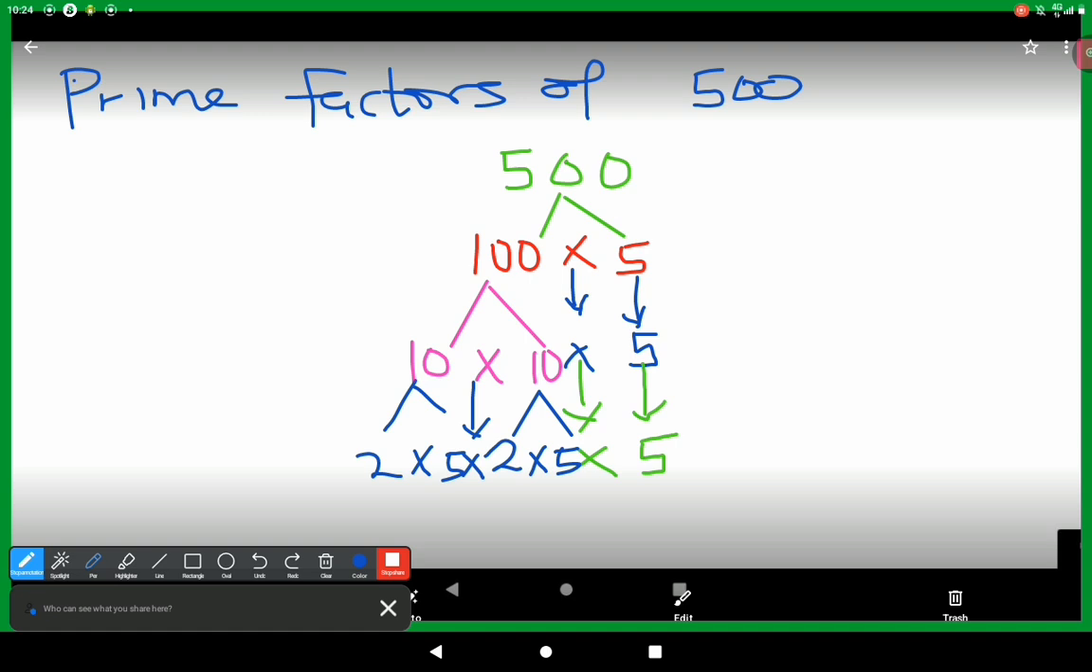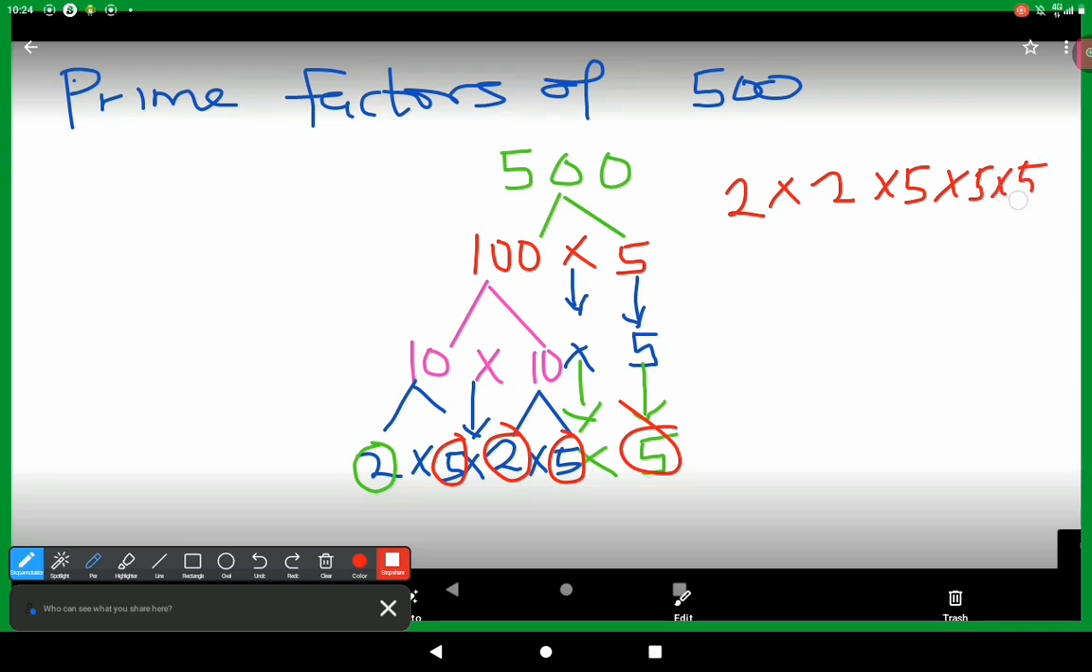Alright, if I check all the answers, 2, 5, 2, 5, and 5, they are all prime numbers. Problem solved. So 2 is a prime number, 5 is a prime number, 2 is a prime number, 5 is a prime number, 5 is a prime number. So let me arrange and find the product. I have two 2's there, then I have three 5's. So all equals 500.